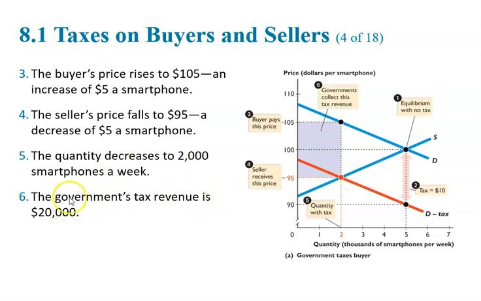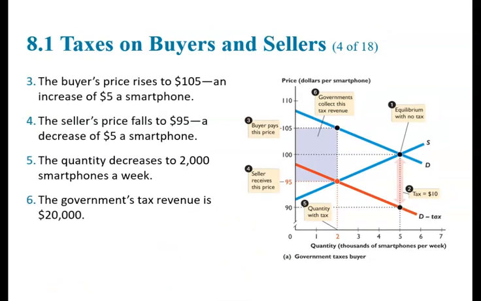The government tax revenue is $20,000. How do we calculate that? It's simply the area of this rectangle. You can see that 105 minus 95 is 10, and this side measures 2,000 units. So 2,000 multiplied by 10 gives us a total shaded region area of $20,000, and that is the government's tax revenue.